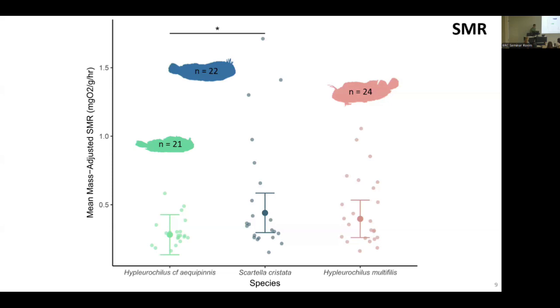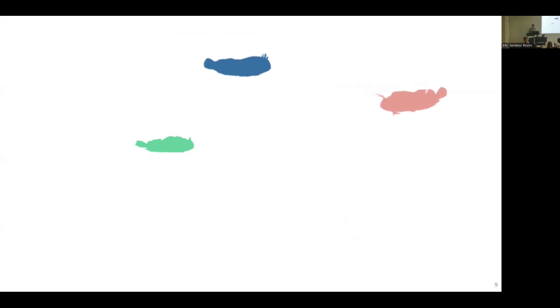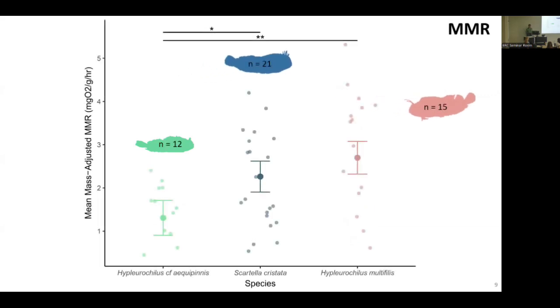So this is SMR. Doesn't look wildly different. We do have a significantly different spacing between the species, although I would say it's probably largely driven by this upward skew of several individuals. Although for those individuals, having an elevated SMR might mean that they have higher basal energy intake requirements. But we start to see bigger differences when we move to maximum metabolic rate. We're starting to see a little bit of a stair-step pattern.